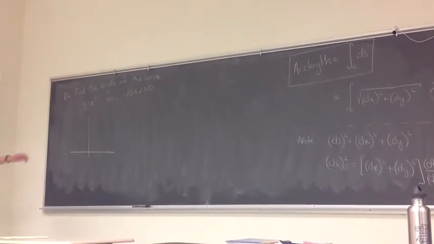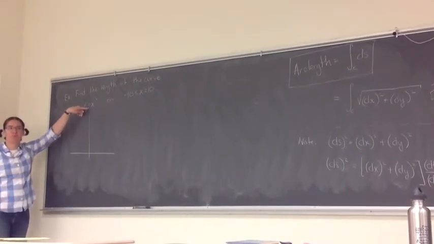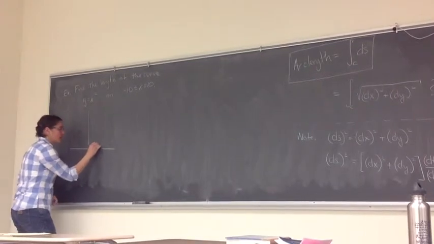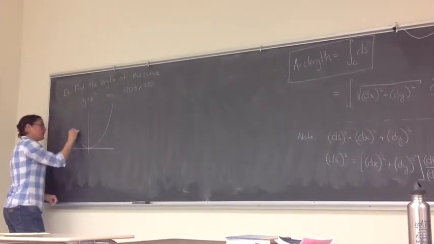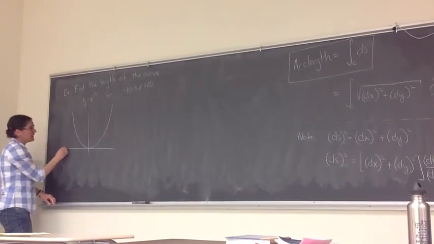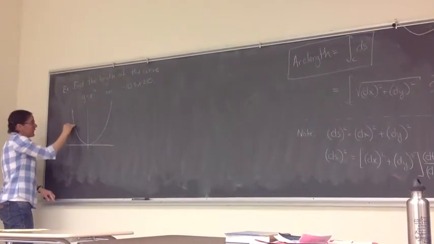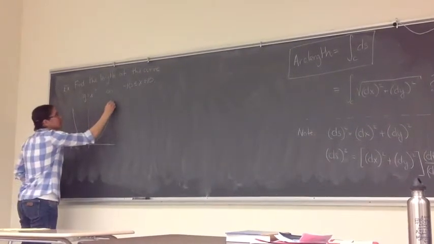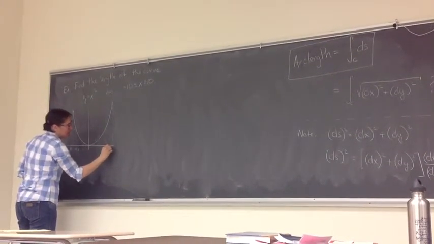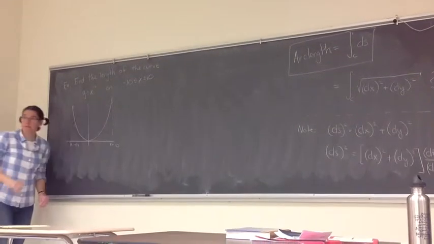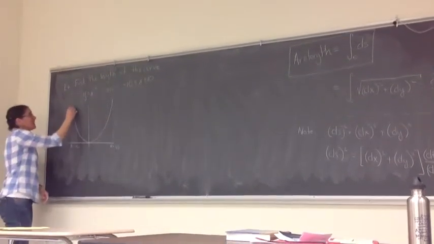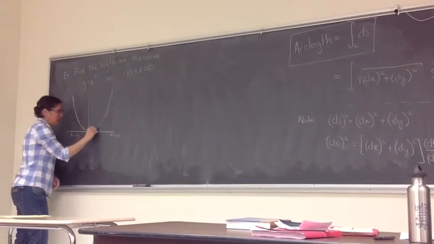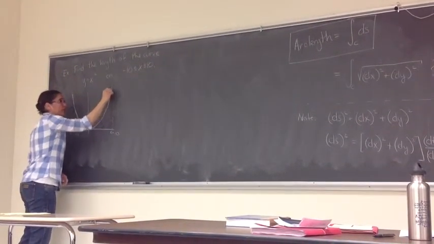Okay, so the very first thing I notice is that I'm given a regular old equation, y equals x squared, and I know that that's a picture of a parabola. Here it is, and I'm interested in this parabola from x equals negative 10 to x equals positive 10. And I want to find the length of the curve in between those 2 points.